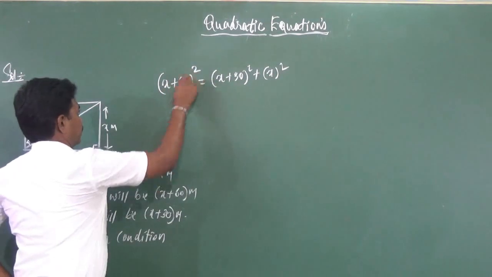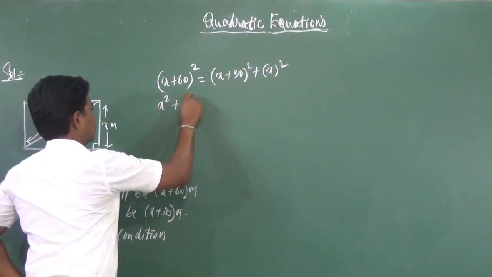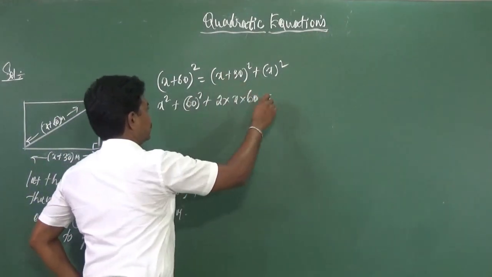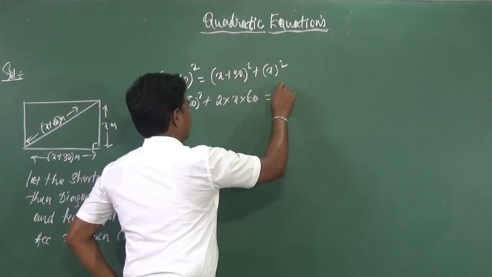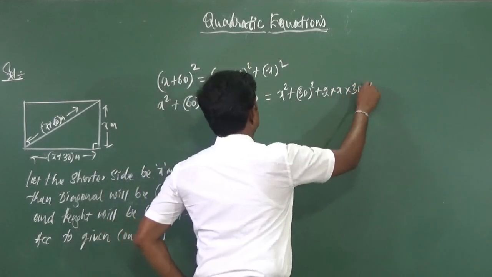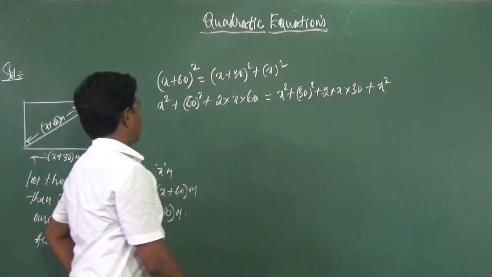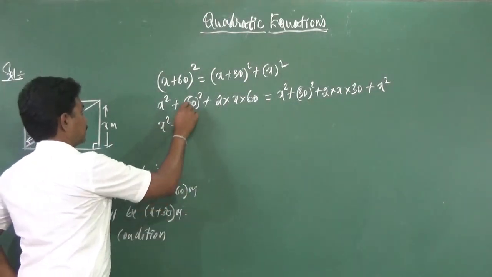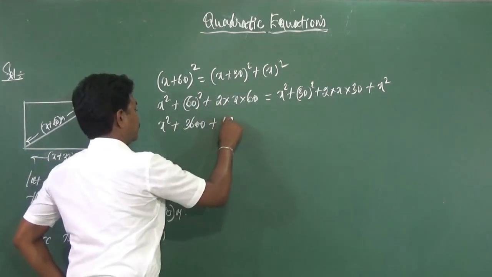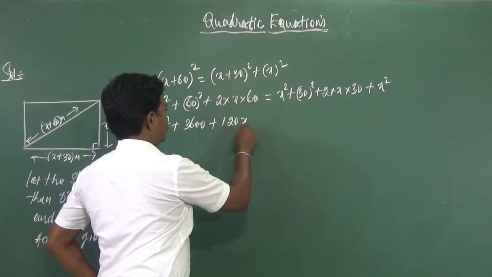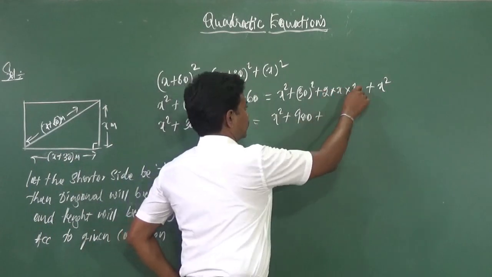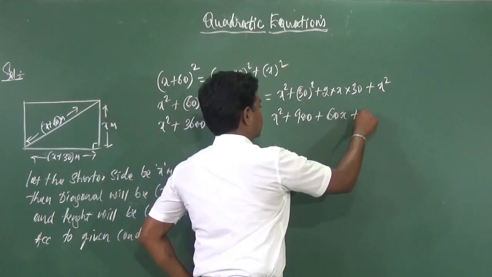So it is in the form of a plus b whole square. So it is x square plus 60 square plus 2 into x into 60, is equal to, by the a plus b whole square formula, x square plus 30 square plus 2 into x into 30 plus x square. Okay. So x square plus 60 square is 3600, plus 2 into x into 60 is 120x, is equal to x square plus 30 square is 900, plus 2 into x into 30 is 60x plus x square.